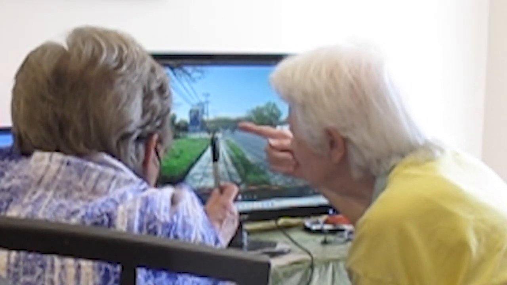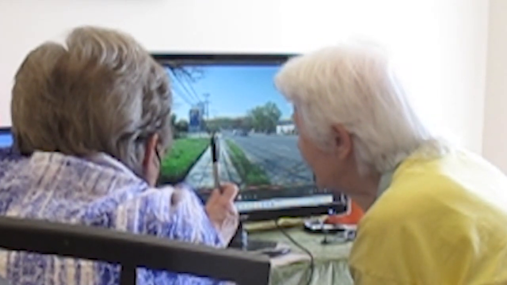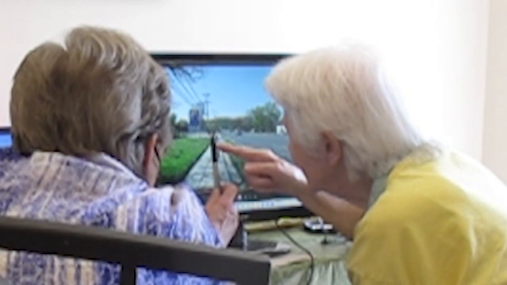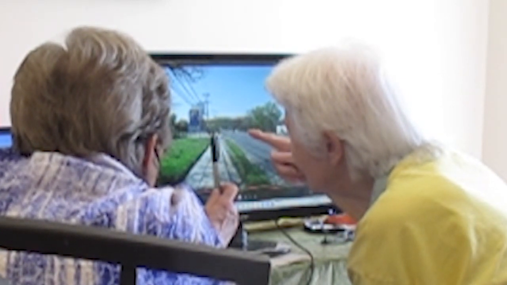Okay, yes, it's coming over there. Yes, this is the second lane. Good. All right. Okay, so I have to look here to see that second lane. Yes. Okay.